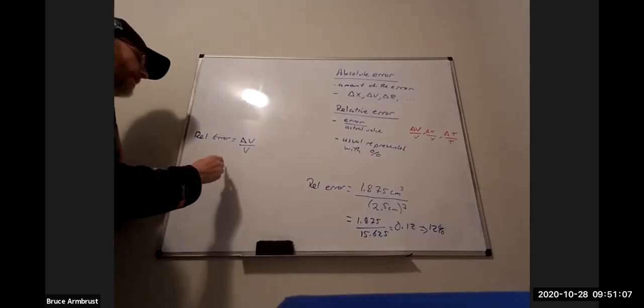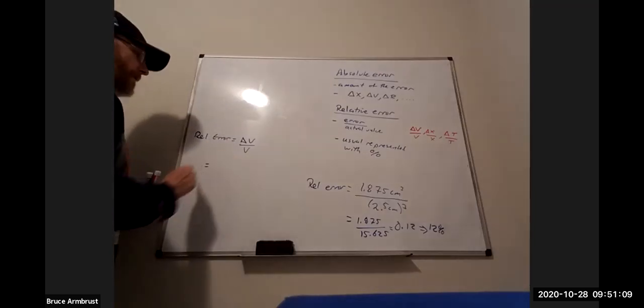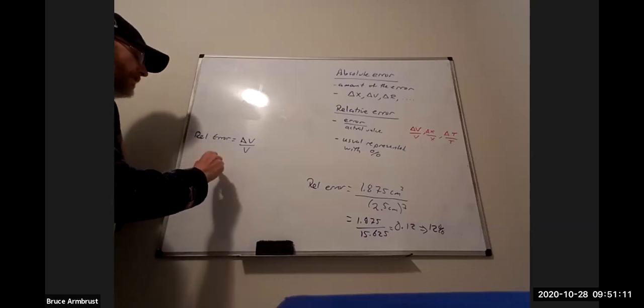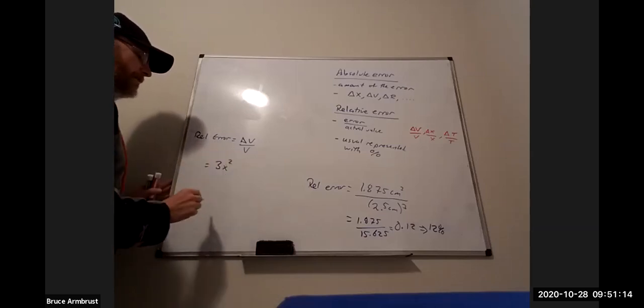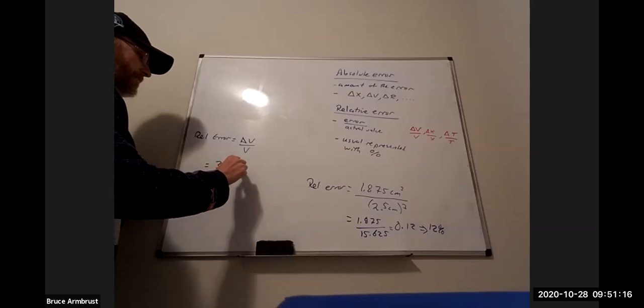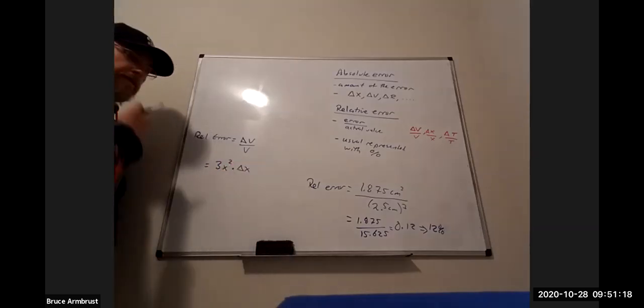Now, the delta V, when we calculated that, remember it was the derivative, so 3x squared times delta x.